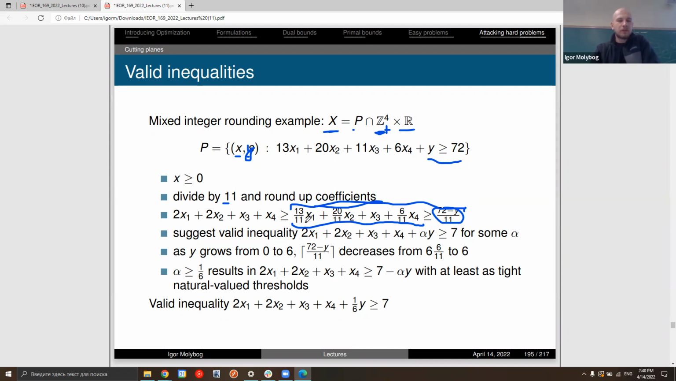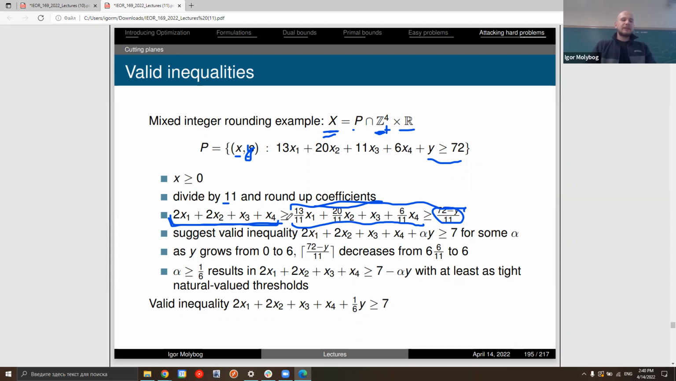And then when I round up the coefficients, I will get this left hand side instead of the right hand side, which is a valid inequality, because whatever point x from the original set X I would substitute into this inequality would hold, right?